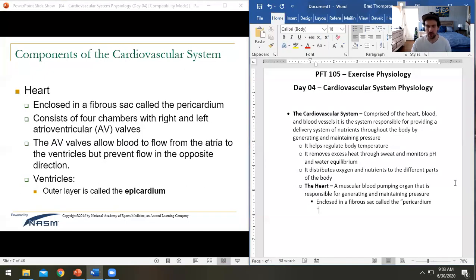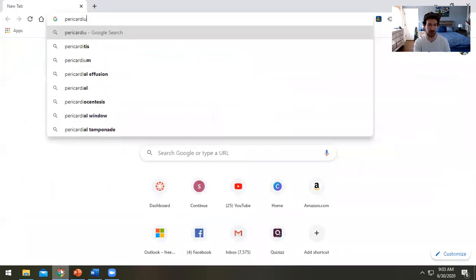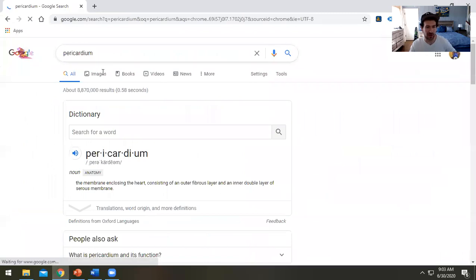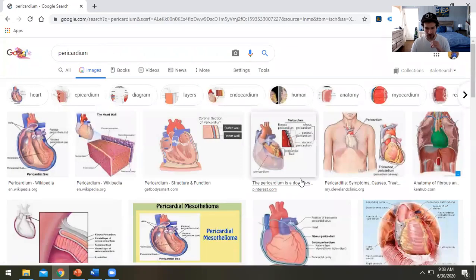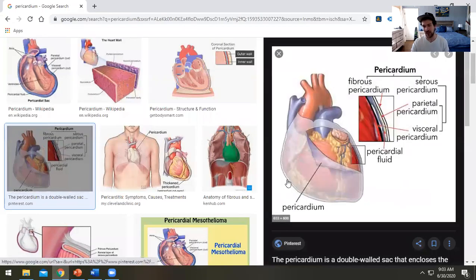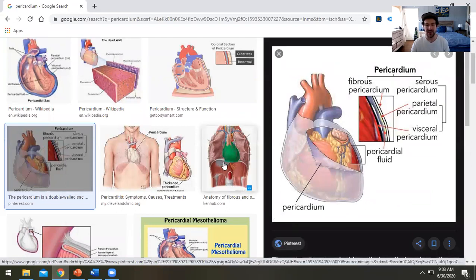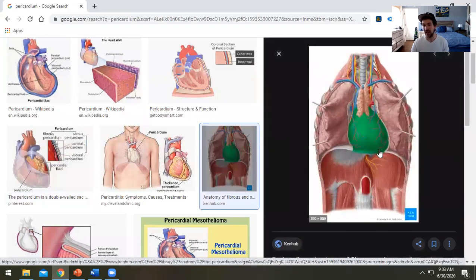Pericardium. Okay, so we're going to talk about all the different layers of the heart here, but the outermost layer, if you look at it, this is your pericardium. It's this little fibrous sac that encloses your heart, and it's there to give your heart something to attach to so that it stays in the center of your chest. So it's really where you're able to hold your heart in place.